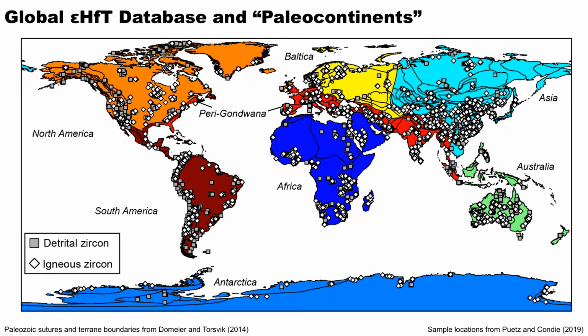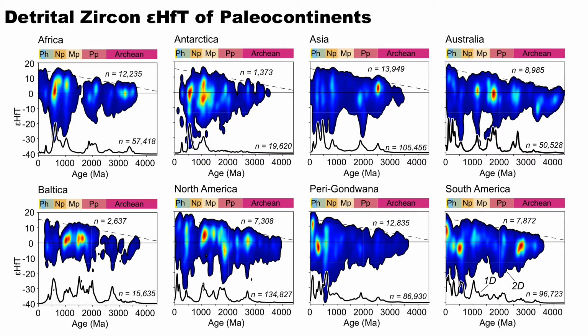Okay, so now let's apply these quantitative methods to the global database. And so what I've done here is I've separated out the global database into 8 separate paleocontinents based on Paleozoic sutures and terrane boundaries. And here are the results of that exercise. We have 8 separate paleocontinents, and I'm showing both the one-dimensional uranium-lead age distributions, which are much larger in terms of sample size, and the two-dimensional distributions of age and epsilon hafnium.